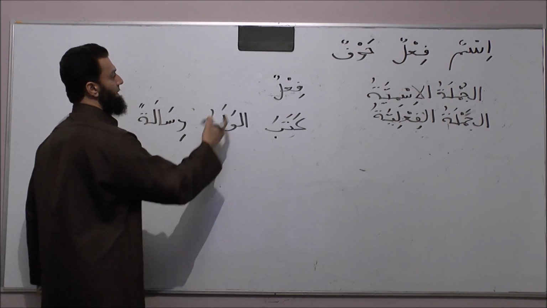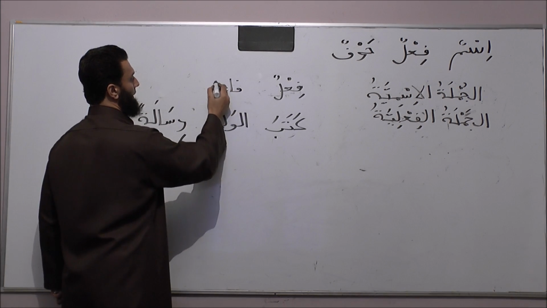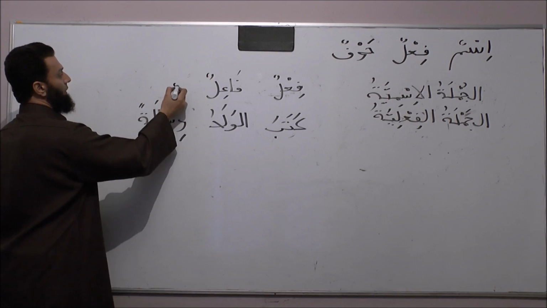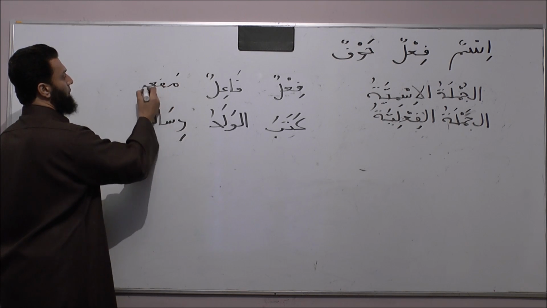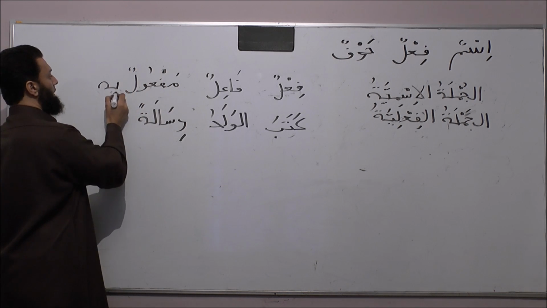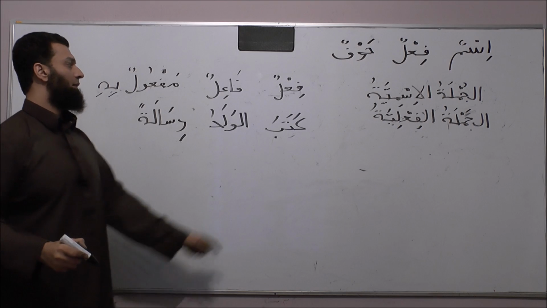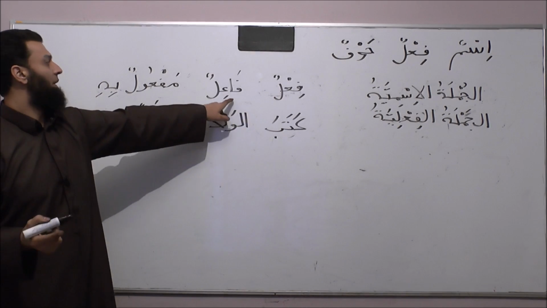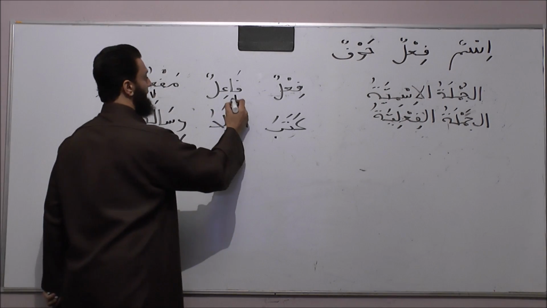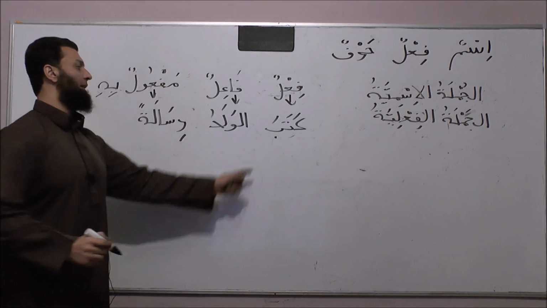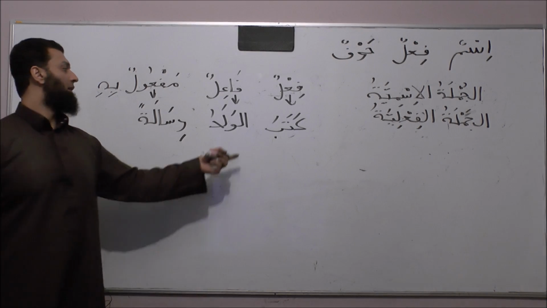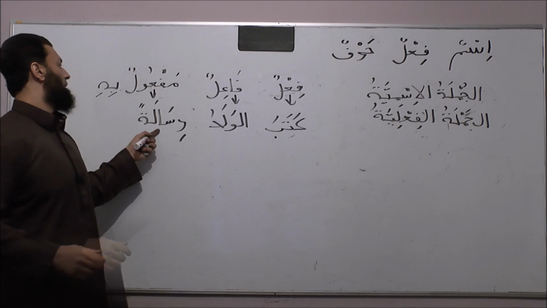That is the fi'lun, which we know, the verb. This is the fa'ilun, which is the doer, and this is what we call in Arabic the maf'ulun bihi, the object. So we have the fi'lun, the verb, the fa'ilun, the doer, and the maf'ulun bihi, the object, the thing that was affected by the action. So kataba al-waladu risalatan means the boy wrote a letter.